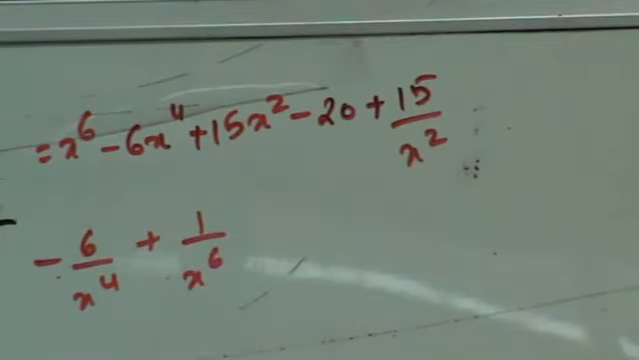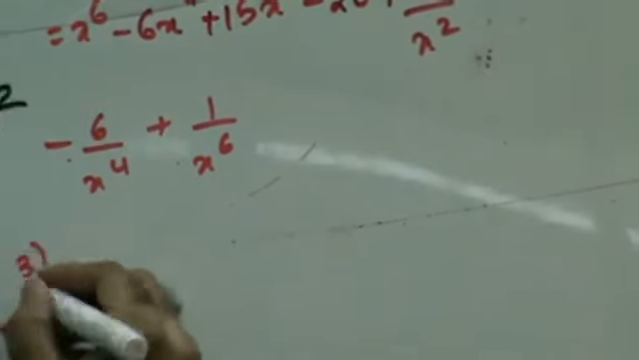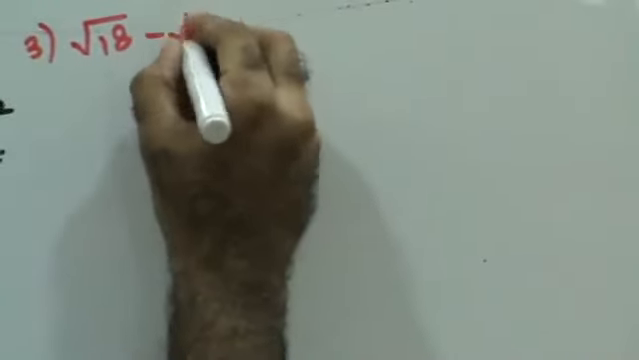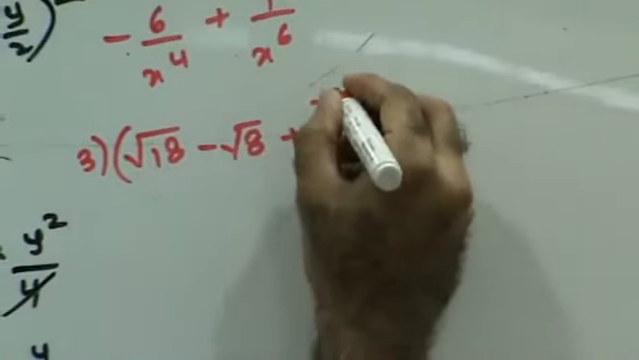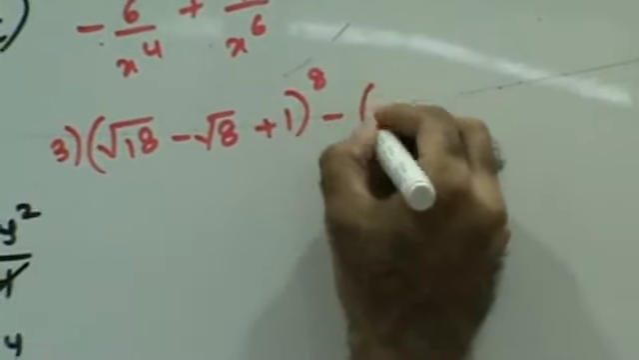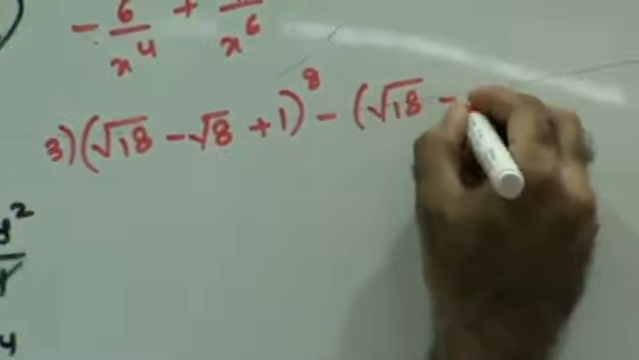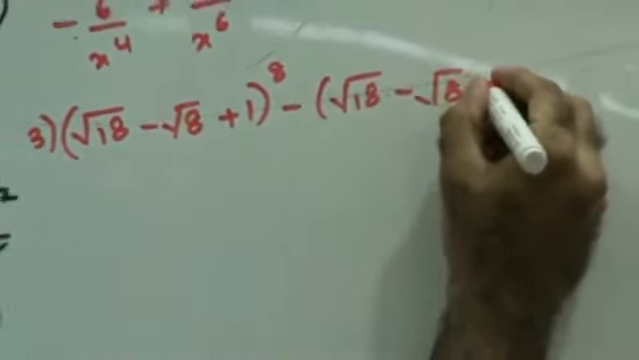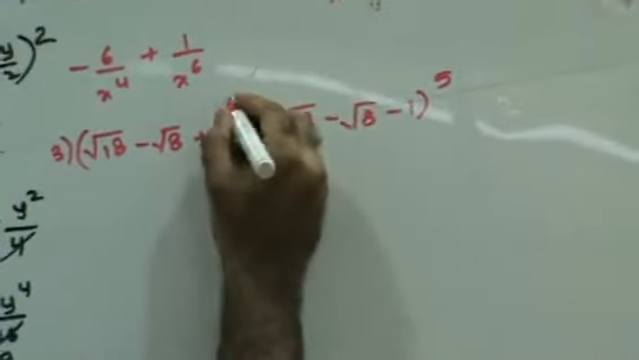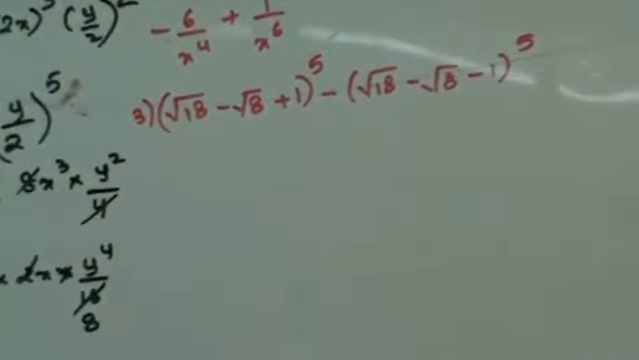Right? Simple basic maths. Now, let's try to make this thing a little more interesting. Suppose I give you a sum like this: root 18 minus root 8 plus 1 the whole raised to 5, minus root 18 minus root 8 minus 1 the whole raised to 5. Okay, let's try to see this sum.